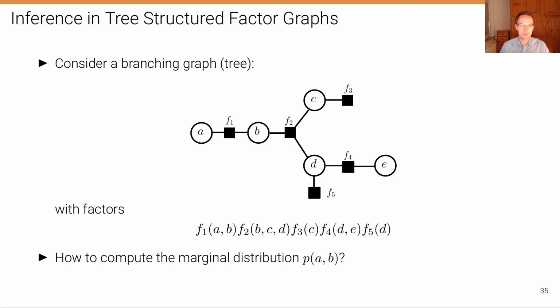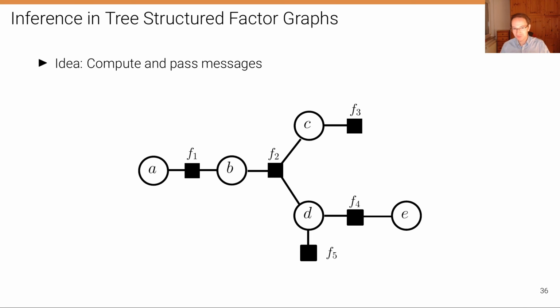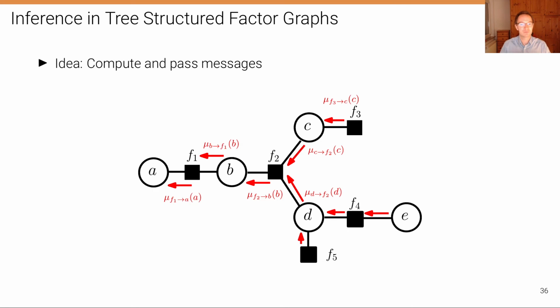Now, how can we compute the marginal of, say, A and B? This marginal distribution over A and B, of this distribution over A, B, C, D, E. Well, the idea is the same. We compute and pass messages, but now not just between variables, but between variables and factors, and from factors to variables. So we're sending messages from variables to factors and from factors to variables.